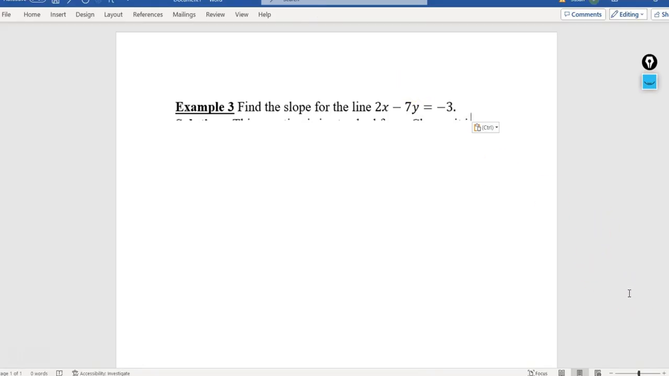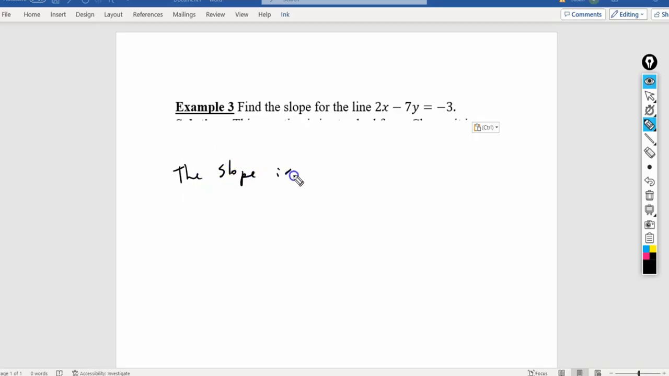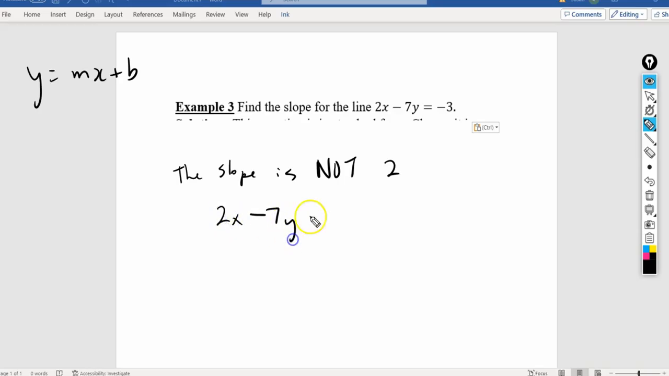Find the slope for that. Okay, I can tell you the slope is not 2. It's only the number multiplied by x when you write it into slope-intercept form. And this is not in slope-intercept form. So to get it into slope-intercept form, you have to get y by itself on the left-hand side.